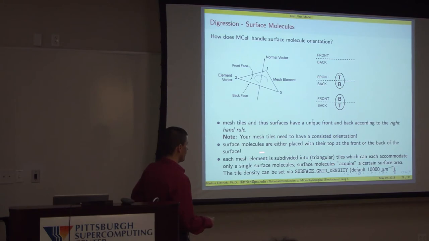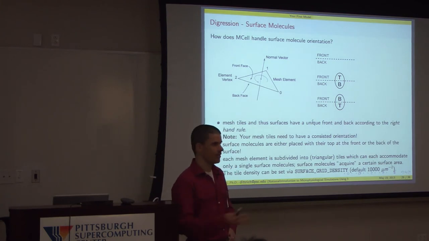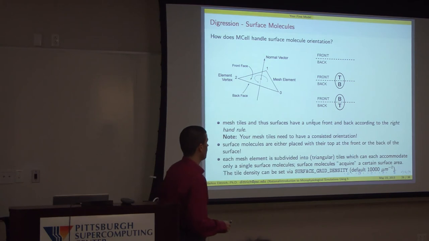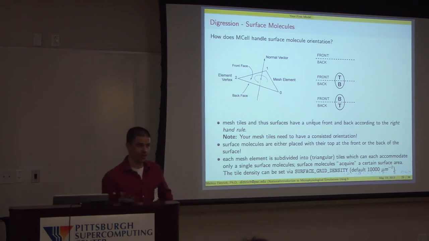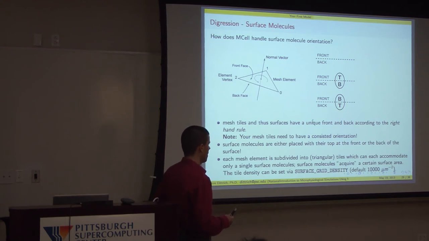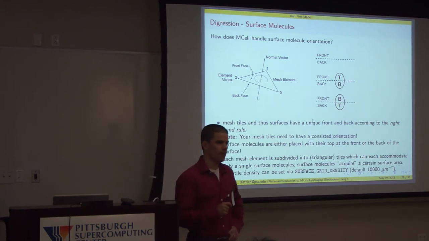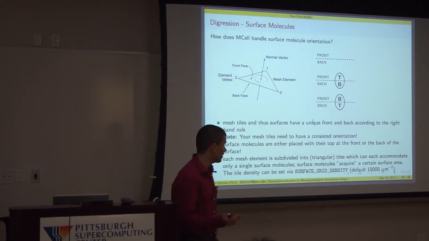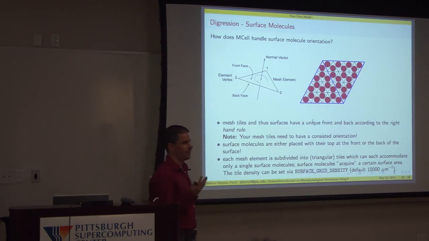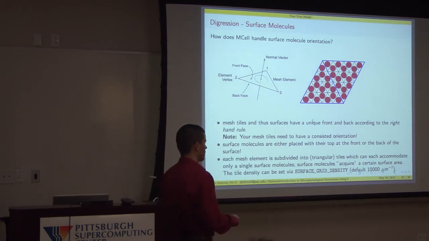One other thing that I should point out: each of these triangular mesh elements in an M-cell simulation, the way you triangulate it in CellBlender or from your electron microscopy reconstruction, M-cell subdivides into small, tiny triangles internally. You don't see those, but that's what's happening behind the scenes. By default there are about 10,000 of these small triangles per square micron. The rule is that each of these small triangles can only hold one surface molecule. So your surface molecules acquire an area given by the so-called surface grid density, which is by default 10,000 per square micron.